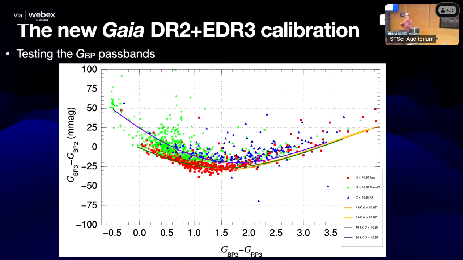So this is kind of the famous old diagram by Johnson and Morgan in the 1950s using U minus V, B minus V. I mean, it's not to that point, but it's the same idea.